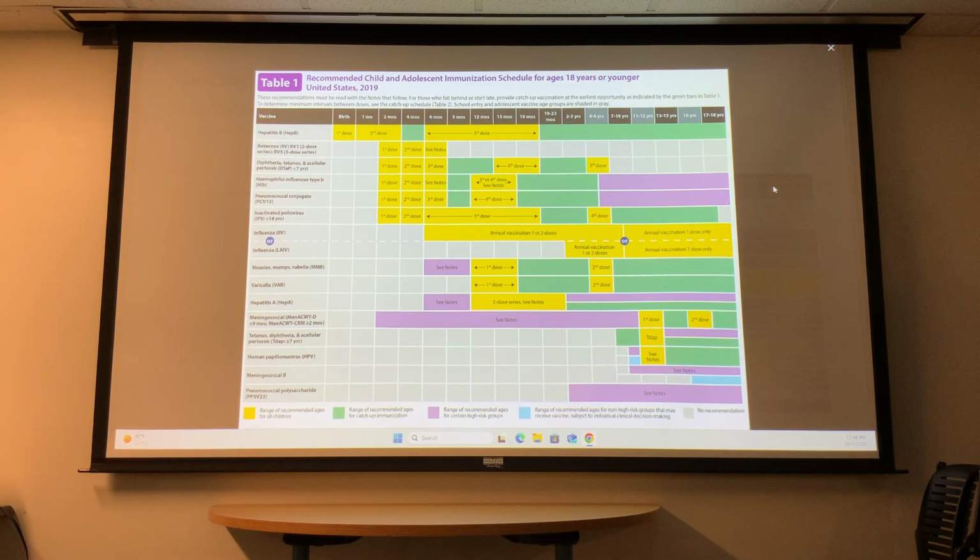For the test, are we going to have this chart? No, you need to know it. All of them? The yellow, just the yellow. Because the rest of them are for if they've got a modified schedule or they're compromised or something like that, okay? You just need to know the ones in yellow, okay?